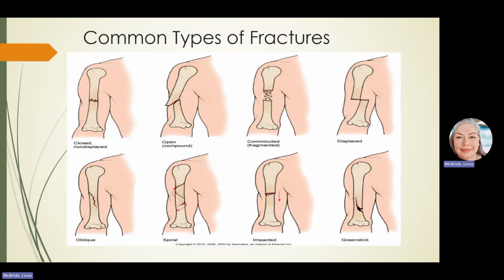Here are some examples of common types of fractures. Again, in picture form, we have a closed, non-displaced, and open compound, meaning that you're going to have to reduce that. You're going to have to put it back in the bone, put it back in the arm or the leg or wherever. Comminuted means many fragments, many pieces, and that's typically from crush injuries. Displaced means the bone is just not where it's supposed to be, so it needs to be put back where it belongs. Oblique is going through the bone at an angle.